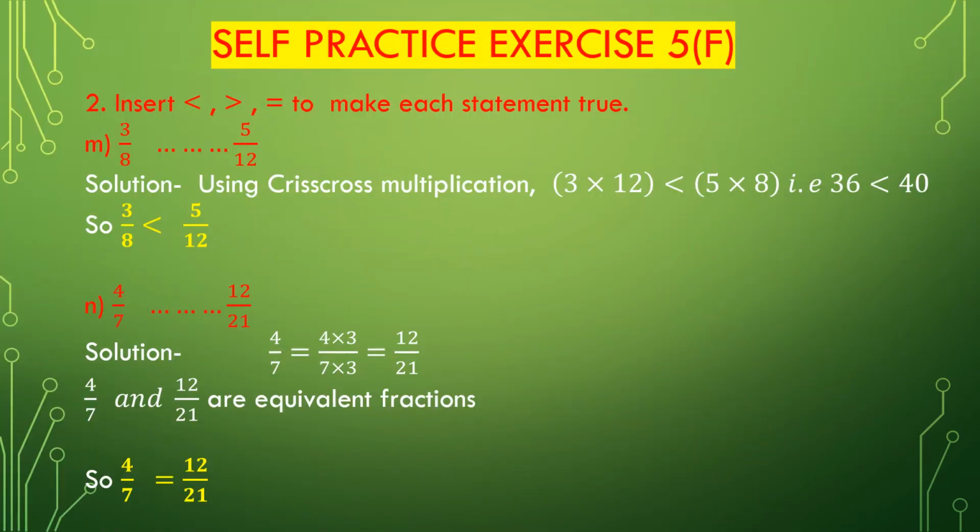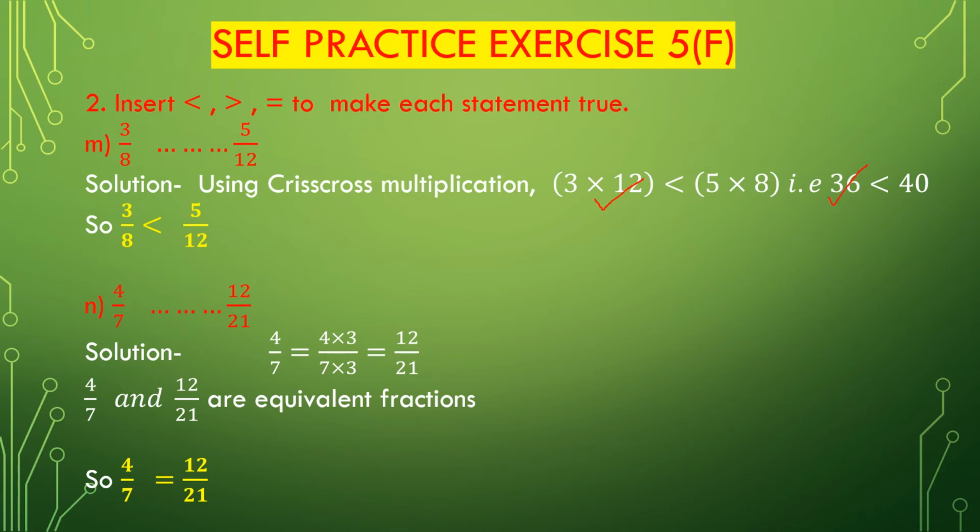Now we solve M) bit. 3/8 and 5/12. Here both are unlike fractions having different denominators. So using the crisscross multiplication, we multiply the numerator of 3/8 with the denominator of 5/12. 3 multiplied with 12, we get 36.